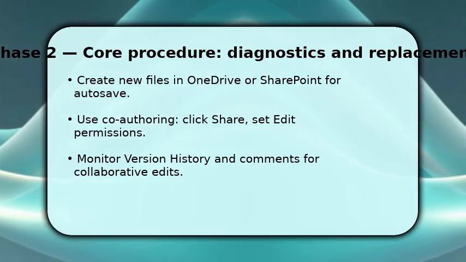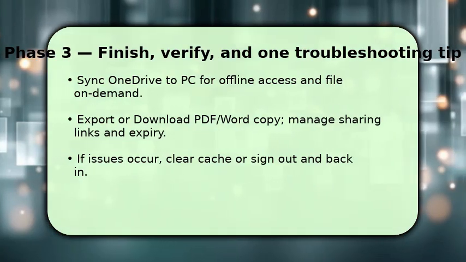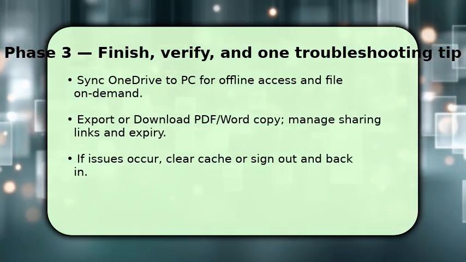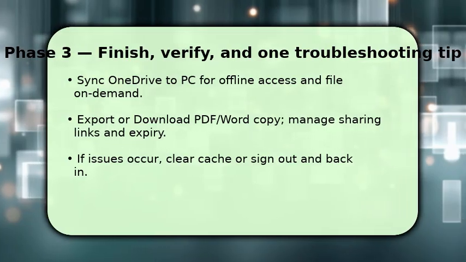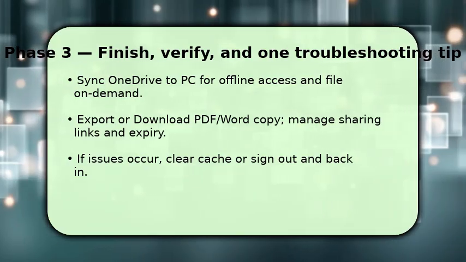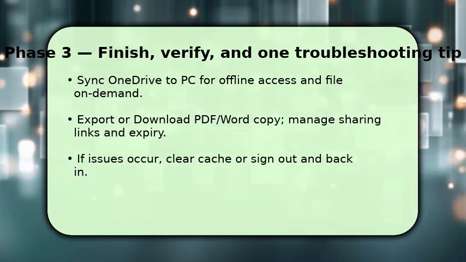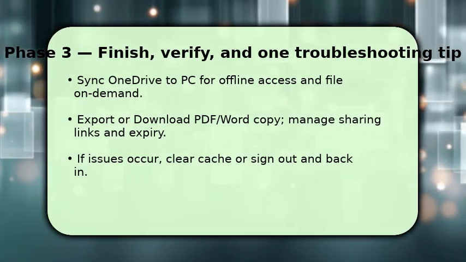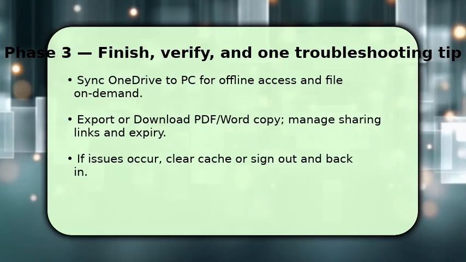You wrap up by syncing OneDrive to your desktop so files are available offline and appear in File Explorer. Enable Files On-Demand if space is tight. Export a PDF or download a copy when you need fixed formatting, and confirm sharing link expirations and permissions before sending. If something breaks, like slow load or missing edits, first clear browser cache or sign out and sign back in.